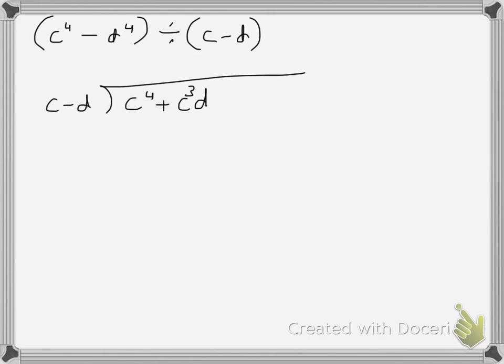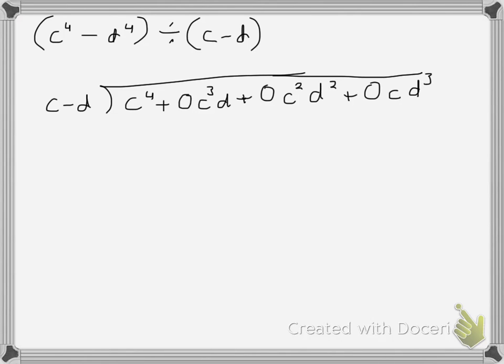So my c's are going to go down each time, but my d's are going to go up. Now I need my constant in there, and of course it's going to have to be a 0. C to the third d. Then 0, because I'm putting them in there as placeholders. Now, 1 less on the c's would be c squared. 1 more on the d's would be d squared. Another one, placeholder. 1 less on the c's would be c. 1 more on the d's would be d cubed.